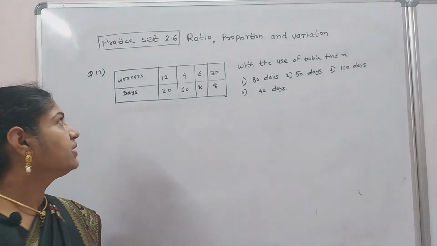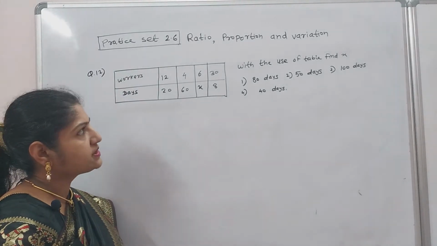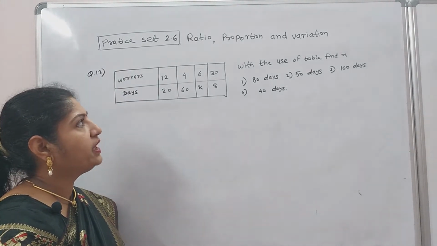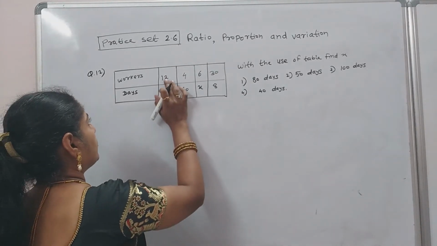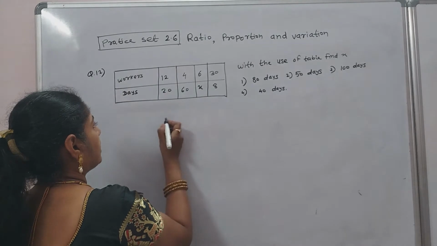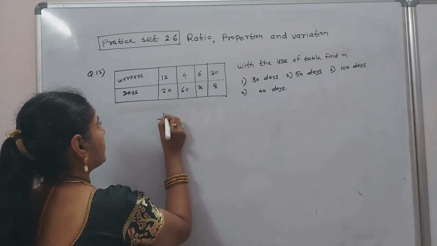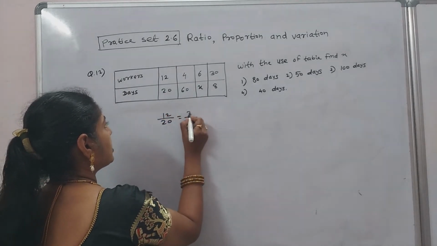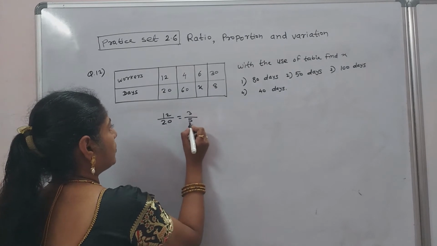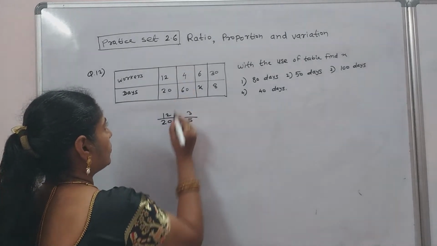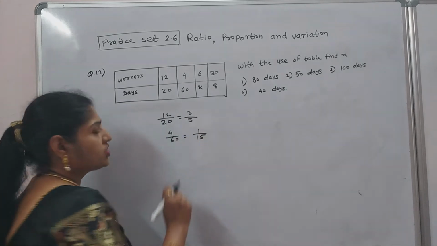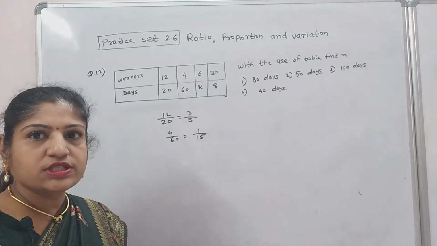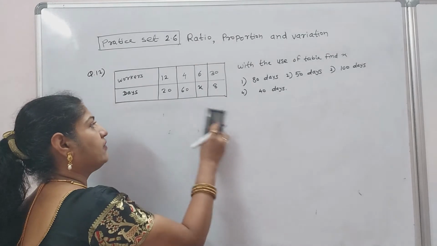Now observe the table, workers and days. With the use of the table, find the value of x. First, 12 and 20: the ratio of 12 and 20, 4 3s are 12, 4 5s are 20, so it is 3:5. Number 2, 4 and 60, the ratio is 1:15. So the ratio is not equal. So this is not an example of direct variation.